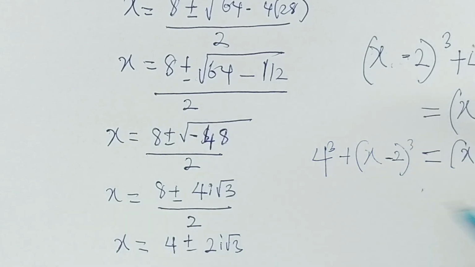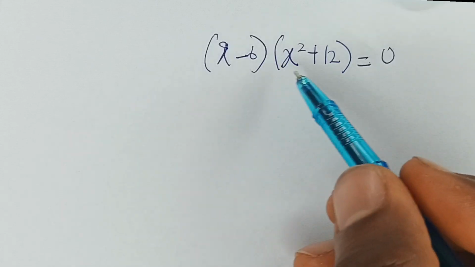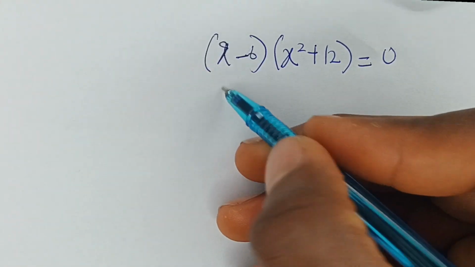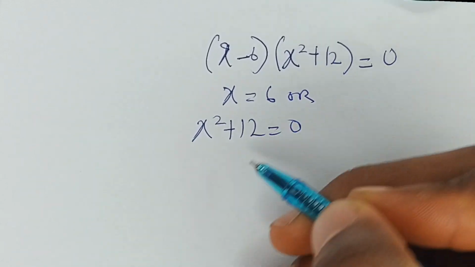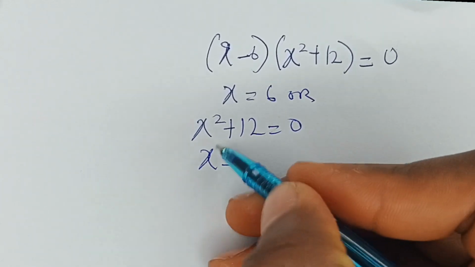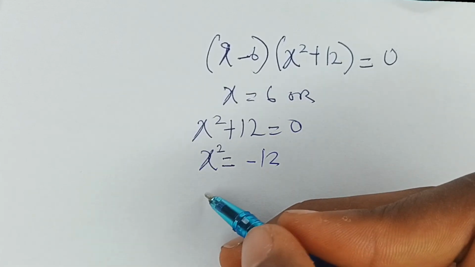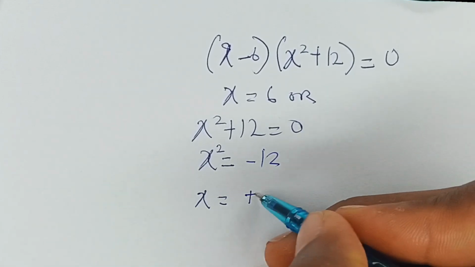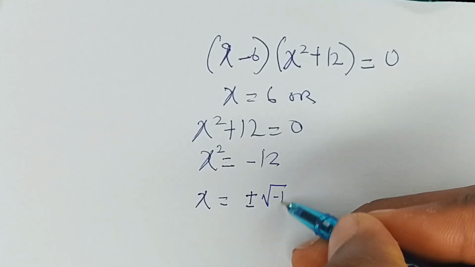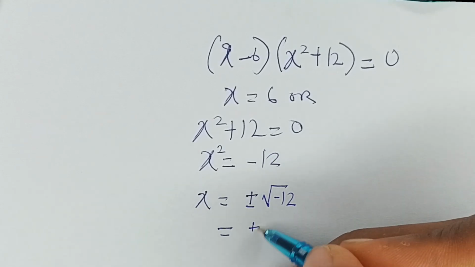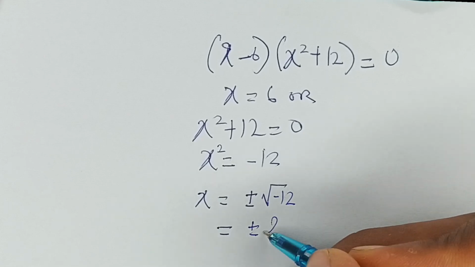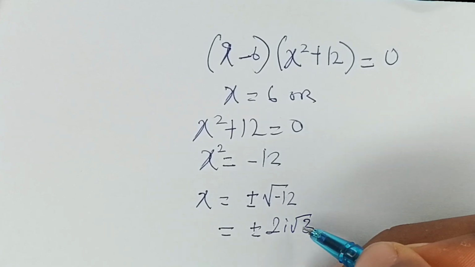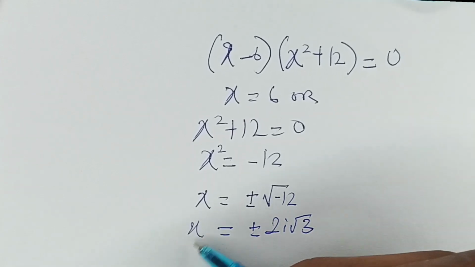Now let's find the second set of values for x, and we are done with this question. So for the second set of values, we have (x − 6) into (x^2 + 12) is equal to 0. So it's either that x is equal to 6 or x^2 + 12 is equal to 0. From here we have that x^2 is equal to −12, and that x will be equal to ± √(−12), which is the same thing as ±2i√3. So this becomes the final answer to this question.